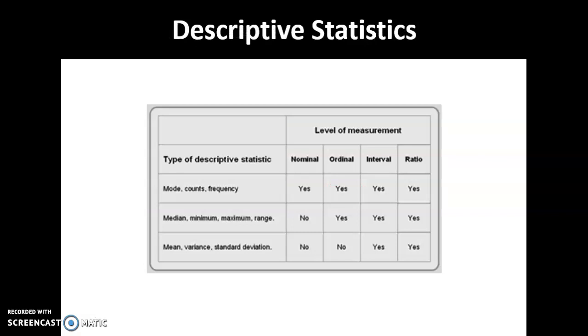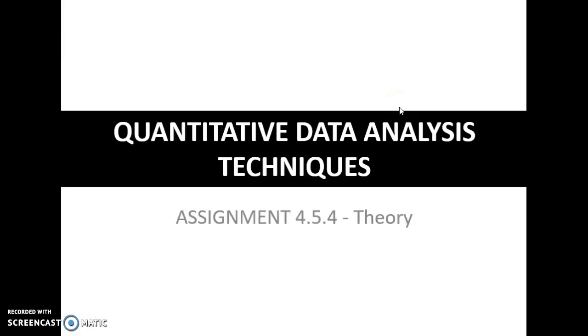There are different ways of describing levels of measurement. As you can see in the table here, you've got types of descriptive statistics. The levels of measurement are nominal, ordinal, interval, and ratio. The types of descriptive statistics are mode, counts, frequency, median, minimum, maximum, range, mean, variance, standard deviation. As you can see, nominal does the mode but not the median or mean. Ordinal does all of the first ones, but not the last. Interval does all of them, and ratio does all of them. And this is a benefit.